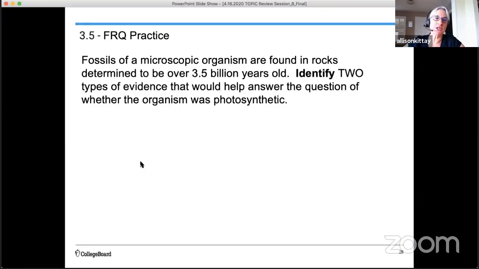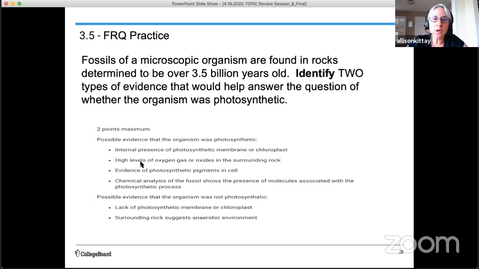So my first practice question is looking at kind of the evolutionary lens of photosynthesis. And I've got fossils of a microscopic organism. They are found in rocks that were determined to be over 3.5 billion years old. And the question asks you to identify two types of evidence that would help answer the question of whether the organism was photosynthetic. Okay, so how would you know looking at these old rocks?